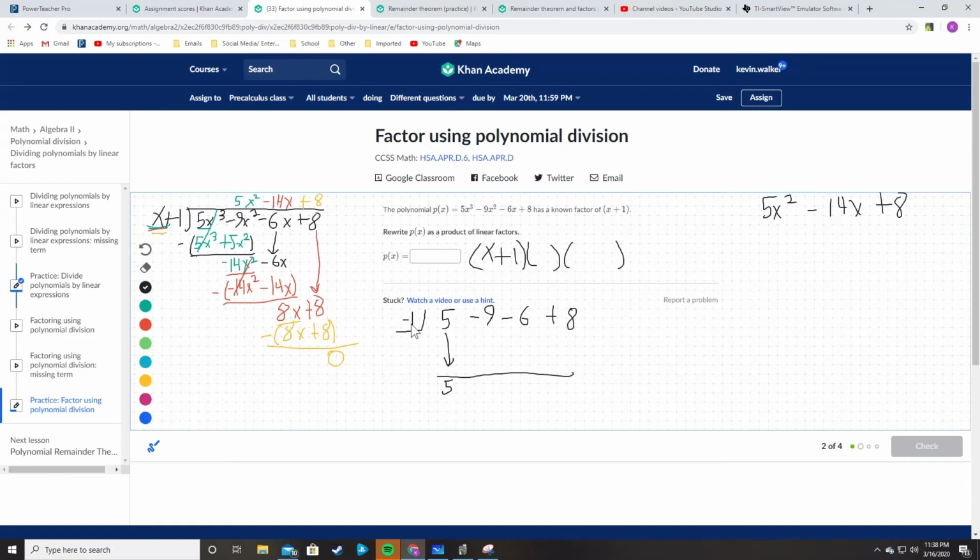Next, I do -1 times 5, which comes underneath here as -5. Then I add these two together, which gives me a -14. See, -14 here, -14 here. Now I do -14 times -1, which gives me a +14. -6 plus 14 ends up giving me an 8. And then -1 times 8 gives me this -8 to the back, which is where we would get our remainder of 0.